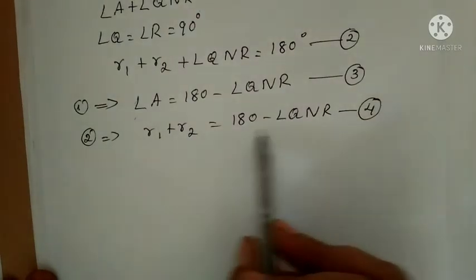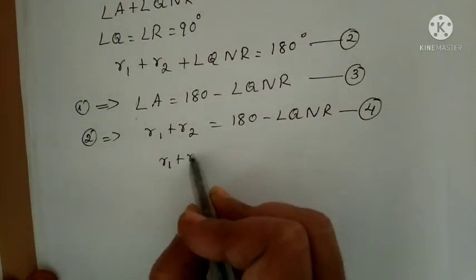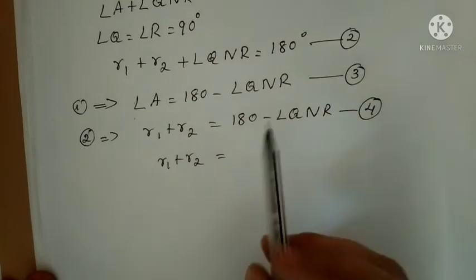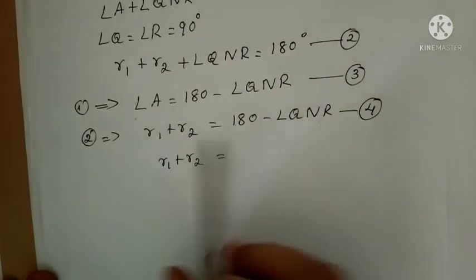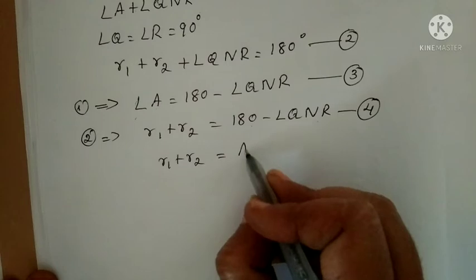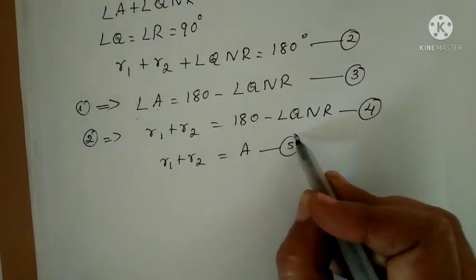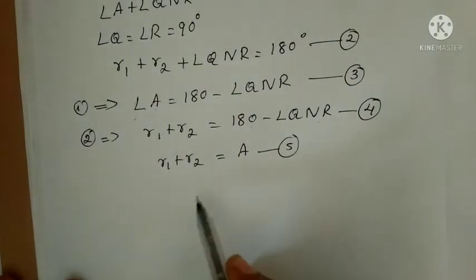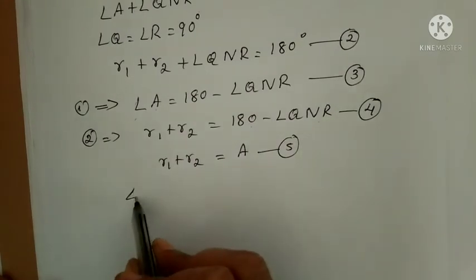So how can you write this equation number 4? That is R1 plus R2 equal to 180 minus angle QNR, that is equal to angle A. Okay, so we can write A. That is noted as equation number 5. Clear? Then again you consider the triangle QMR.